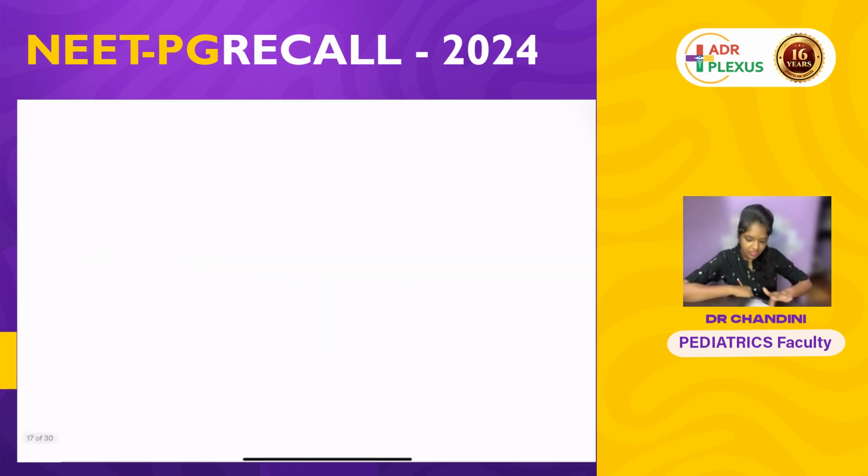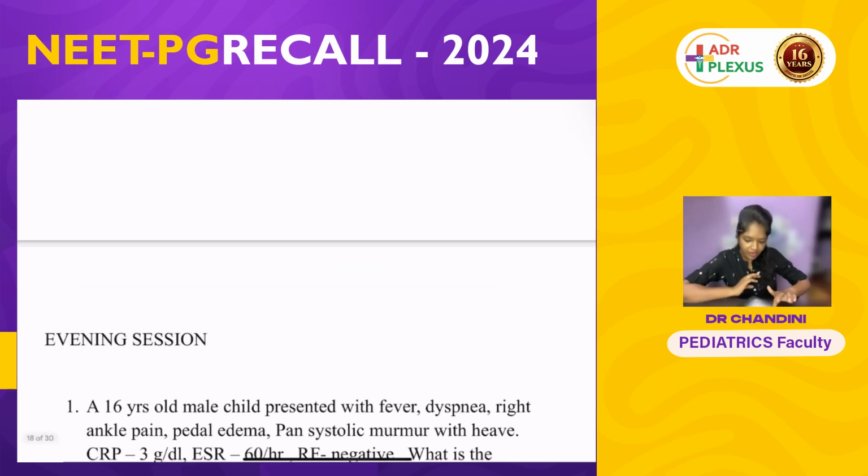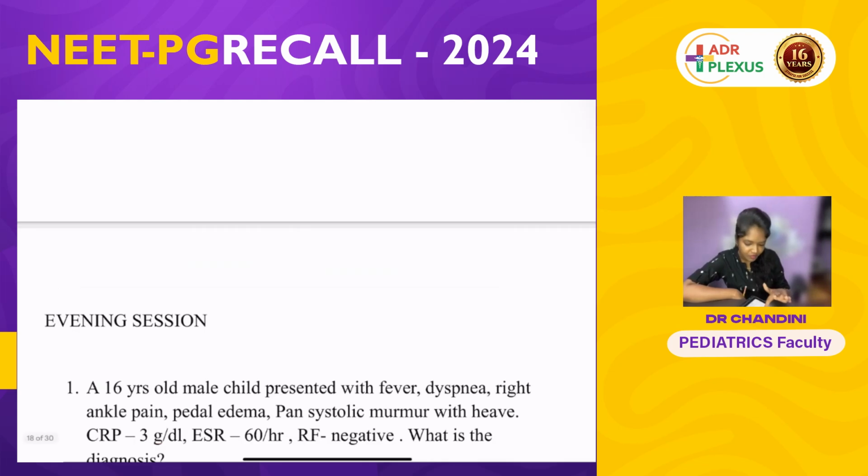Okay. So these are some of the questions which I got from the morning shift. So now let's move on to the evening sessions. In the evening sessions, we didn't have any question from growth or development. Most of the questions in the evening session were integrated questions and from systemic pediatrics.